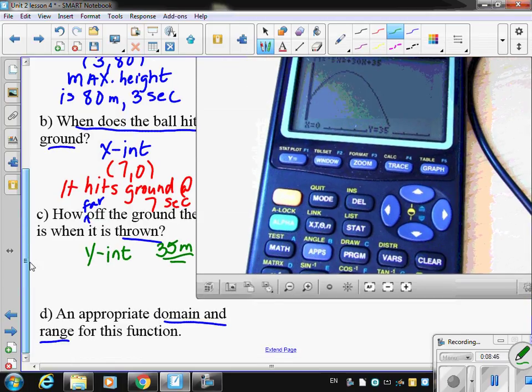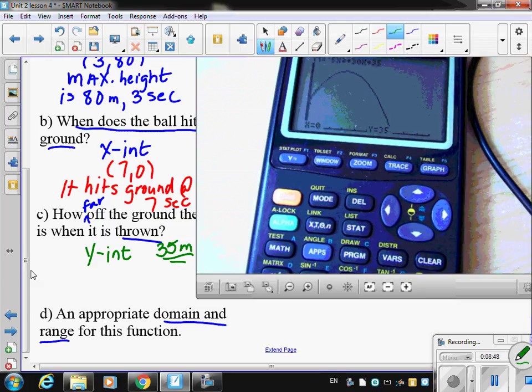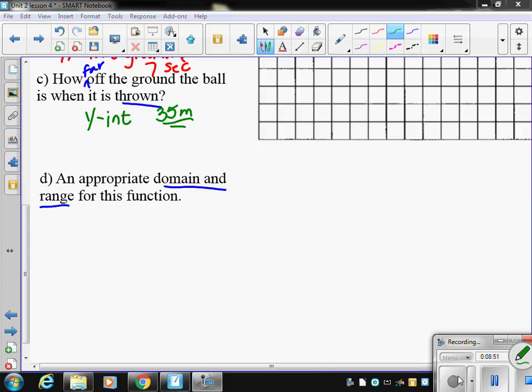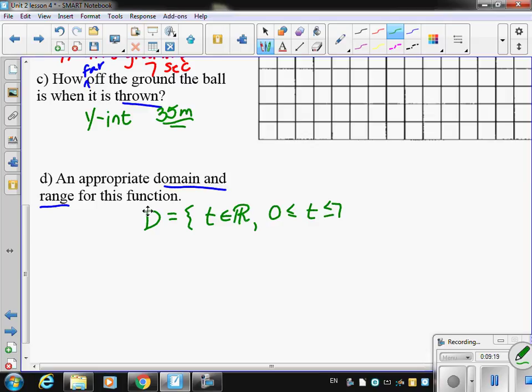Lastly, it asks us for an appropriate domain and range for this function. We did some domain and range thinking when we were working on our windows, but the domain for this one is our time. And time is a real number, and it didn't make sense to have negative time. And we noticed that the intercept, we called it an x-intercept, but it's really a t-intercept, was 7. And it didn't make sense in the context of this question that t would be beyond that, because the ball isn't going in under the ground. So our domain would be from seconds 0 to 7.